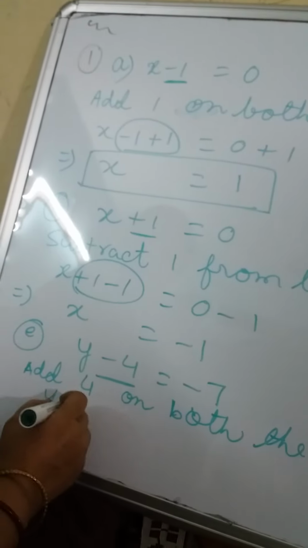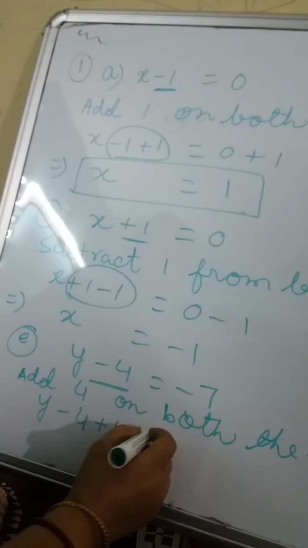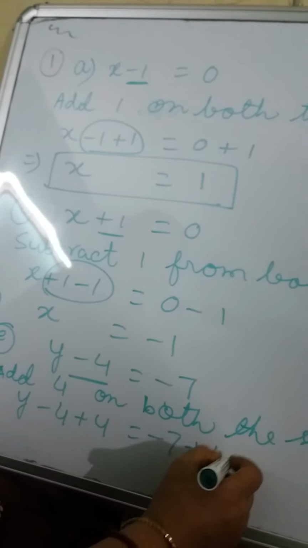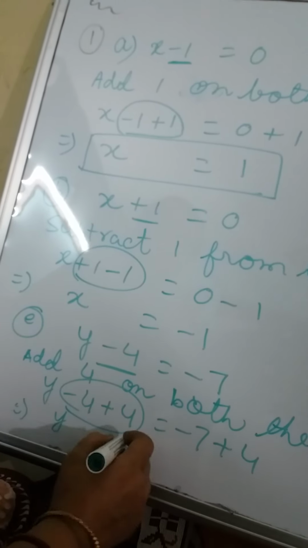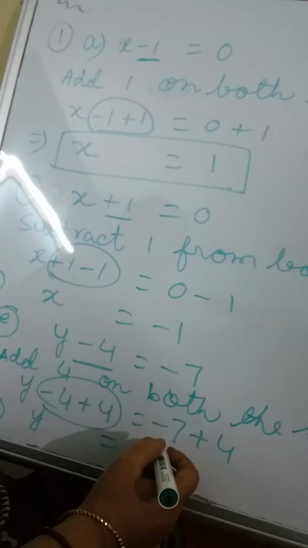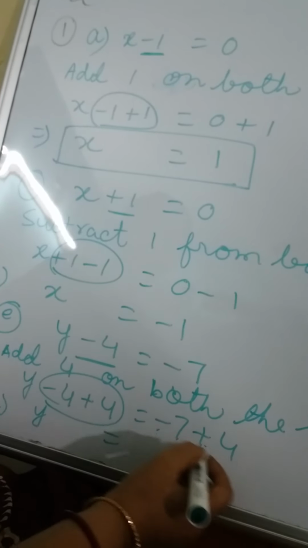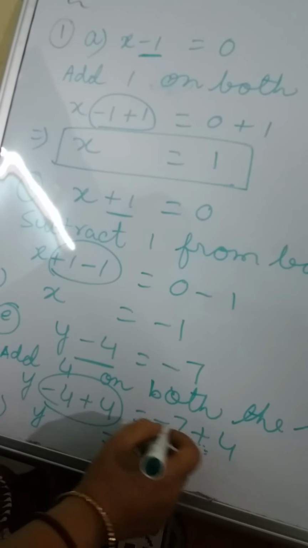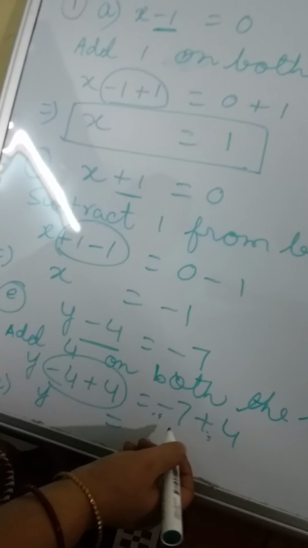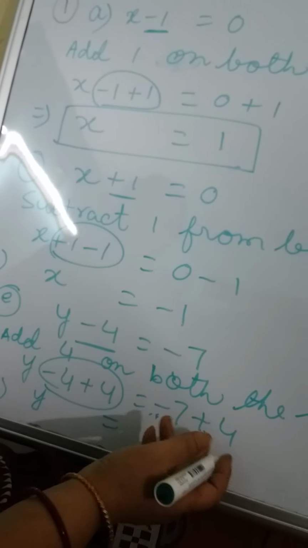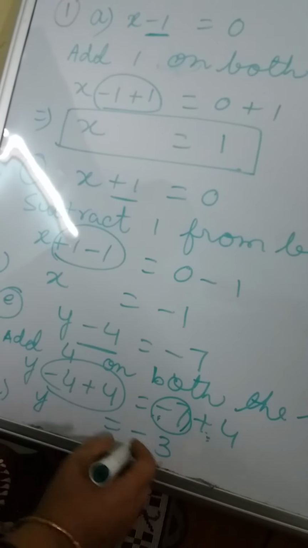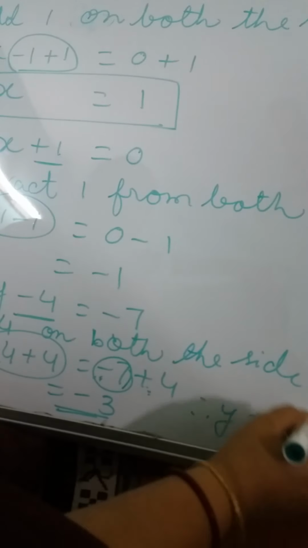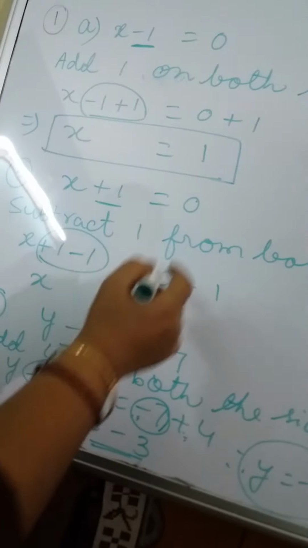So when we add, minus 4 plus 4 becomes 0. y will only remain. So minus 7 plus 4, if you remember, has different signs, so you have to subtract. 7 minus 4 is 3, and minus is the bigger one, so it will be minus 3. That is the solution. So you have to write the answer also. In all the cases you will write the answer.